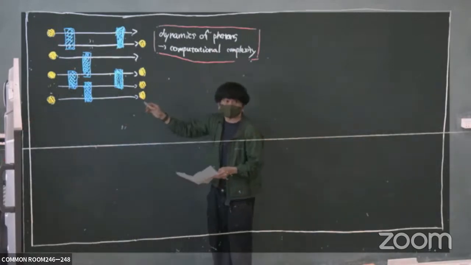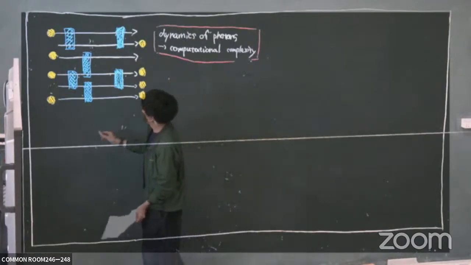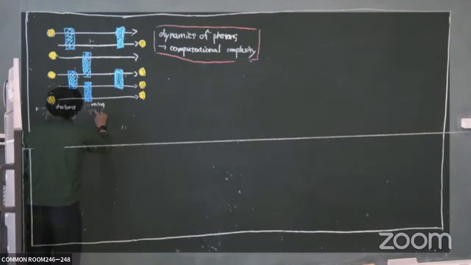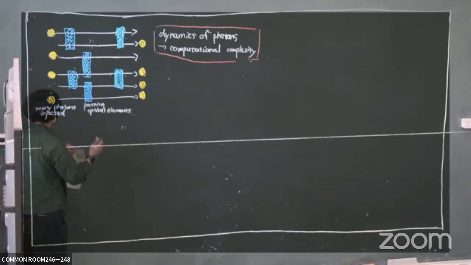As I said, we consider the dynamics of free bosons, or photons. We consider many photons. This yellow circle represents a photon, and many photons are injected, and these photons proceed along these directions. They pass through various optical elements. I think many of you are not familiar with such optical elements.